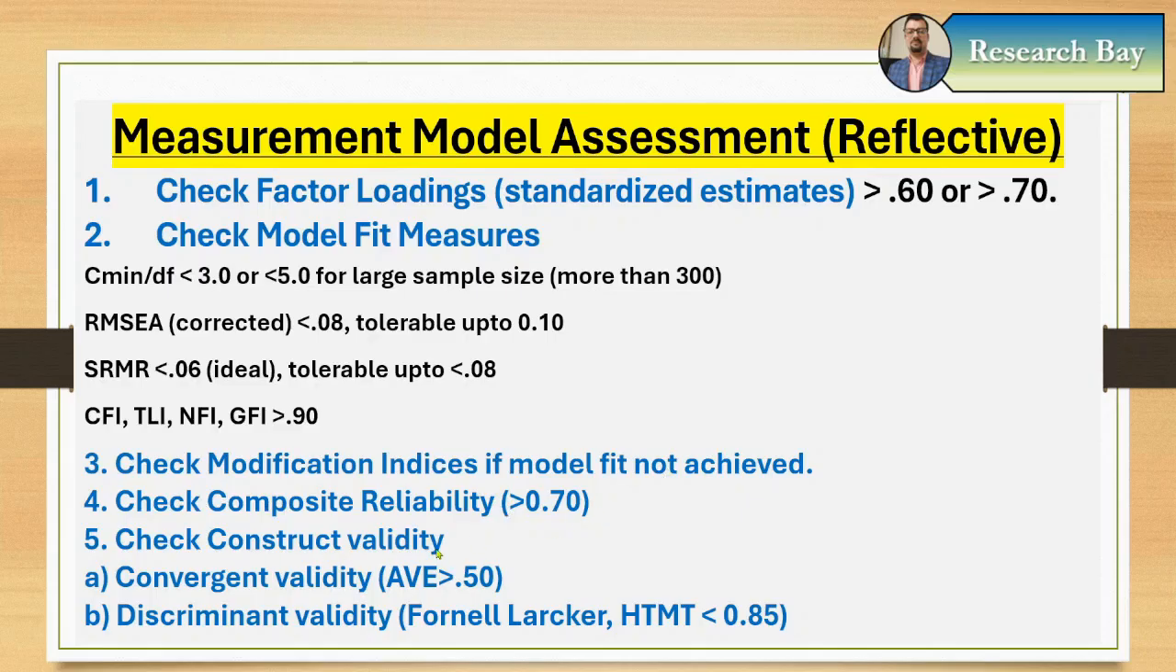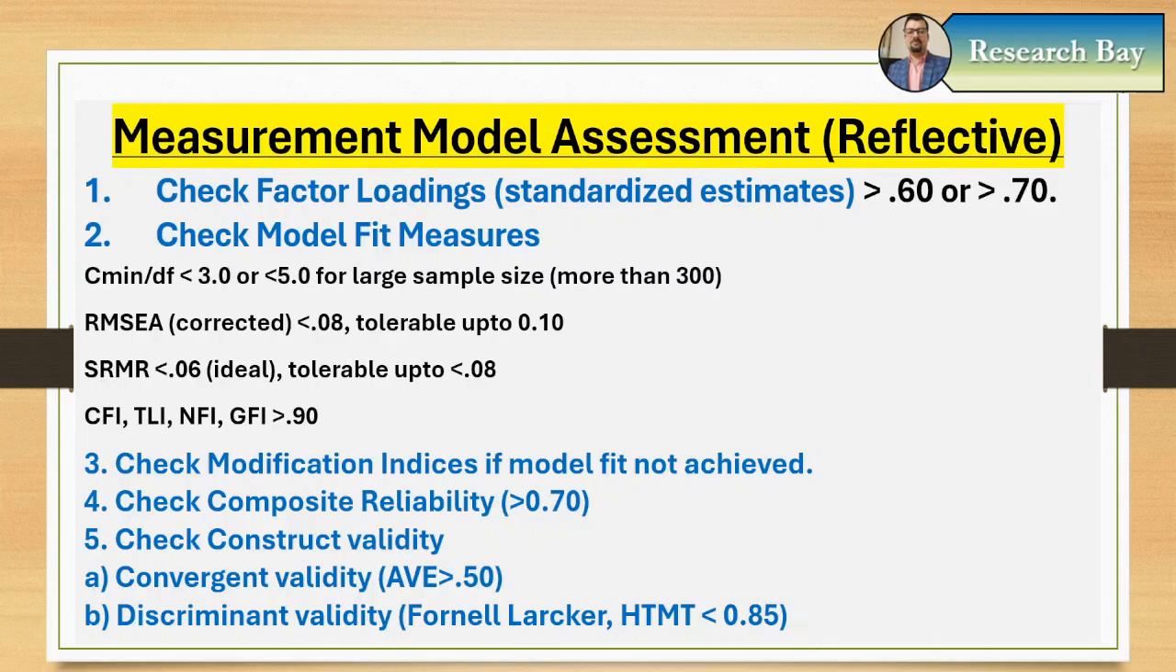Check the construct validity. There are two types of construct validity: convergent validity and discriminant validity. In convergent validity, we check the average variance extracted values. It should be greater than 0.50 for each of our constructs. In discriminant validity, we check it through Fornell-Larcker or the latest HTMT method. In HTMT, it should be less than 0.85 for each latent variable.